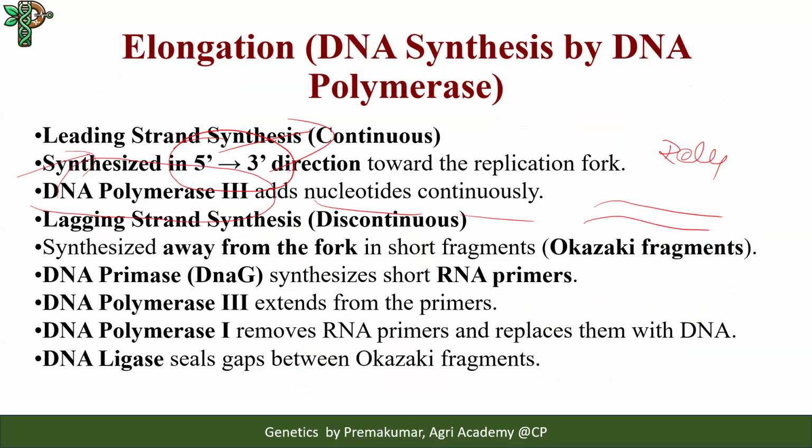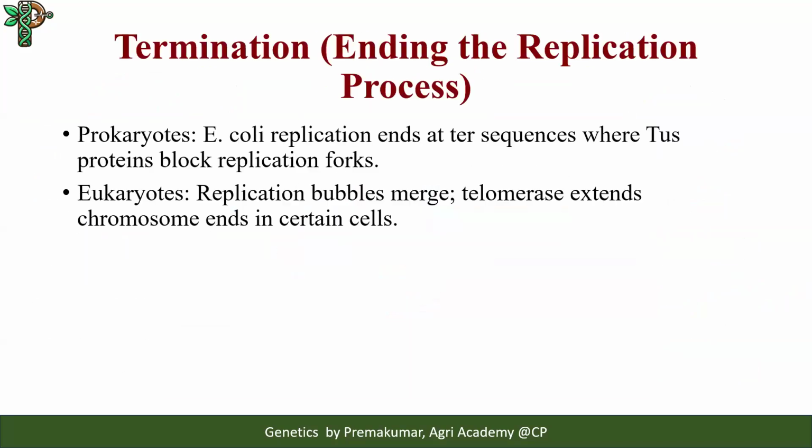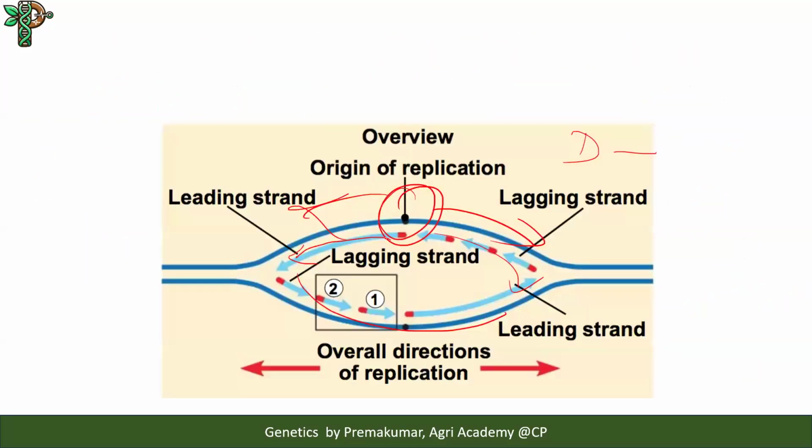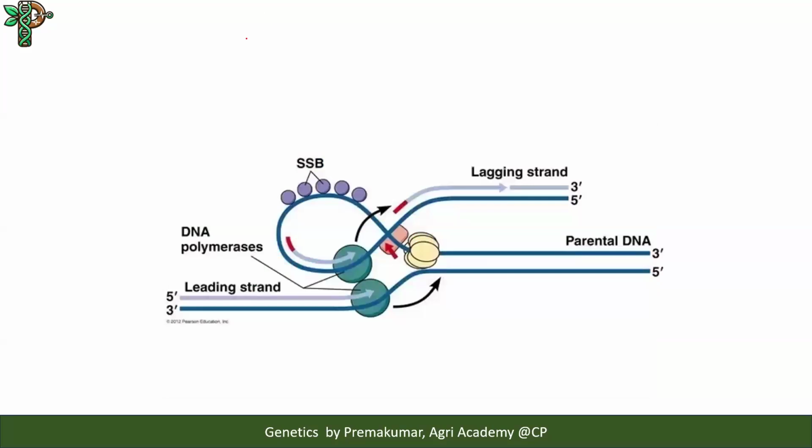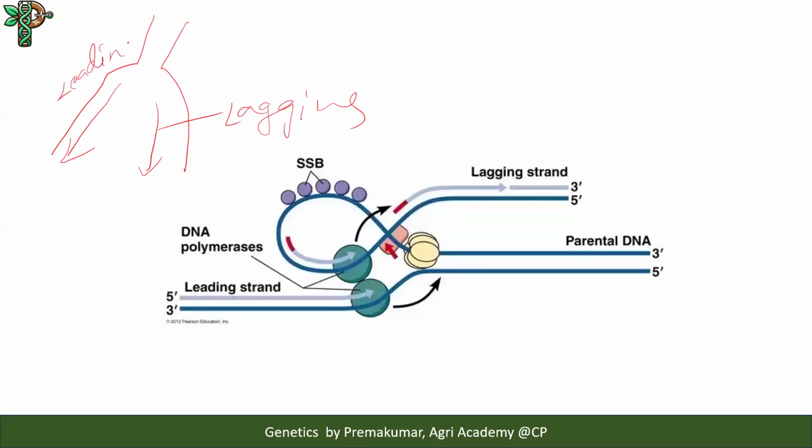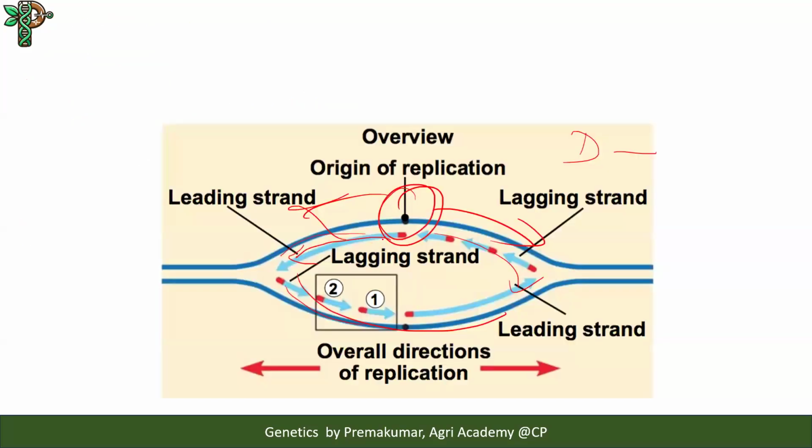Then in this process there are two strands. One is the lagging strand and another one is the leading strand. For easier understanding, one is lagging and one is leading. In a leading strand, DNA replication occurs continuously. See, here DNA replication occurs continuously. It means it's a leading strand.